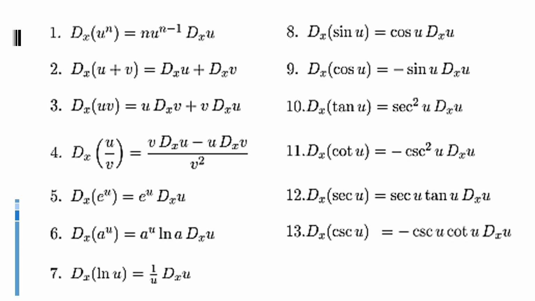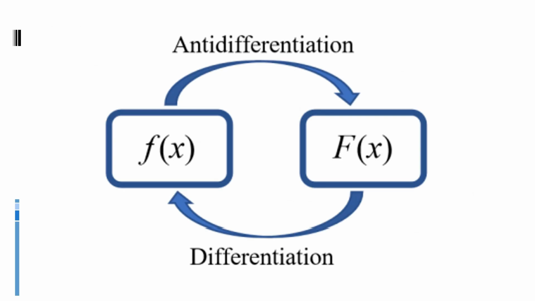Now, let's recall these derivatives. Okay, so tapos nyo na ito when you were in your differential calculus. And we will use this to find the antiderivative of our function. So, kung napansin ninyo, actually, antidifferentiation and differentiation is an inverse process. 'Di ba? Kapag kinuha mo yung derivative nito, pupunta ka doon. Pero pag kinuha mo yung antiderivative nito, babalik ka doon sa kabila. So, yun yung connection ng differentiation tsaka anti-differentiation.